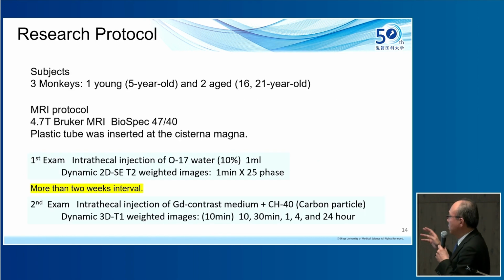We tried three monkeys, one young and two aged monkeys, and we used a 4.7 T preclinical MRI. First, we did intracerebral injection of O-17 water, and dynamic T2-weighted images were obtained. Next, we injected gadolinium contrast medium and carbon particles, and dynamic T1 was also imaged at 10, 30 minutes, 1 and 4 hours, and the next day.